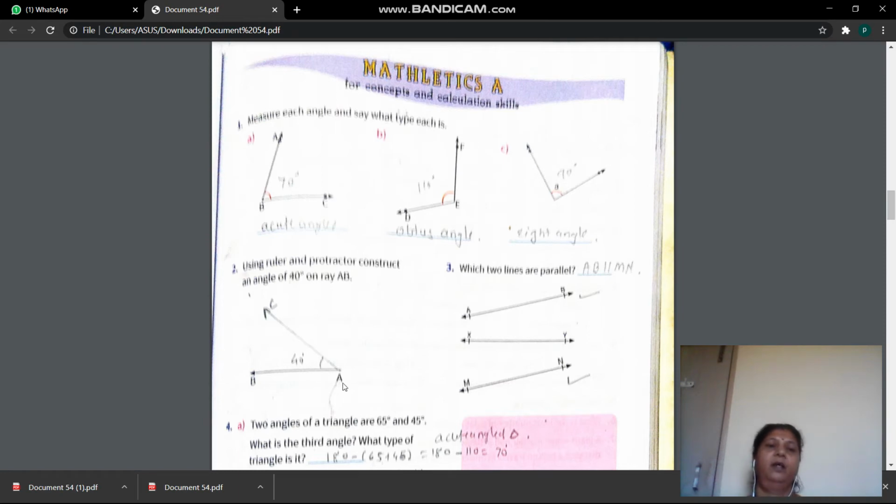Okay, next, draw it with the help of a protractor and ruler and name it, and you have to write the measurement also. So independently you have to do the second question also. Now see this one.